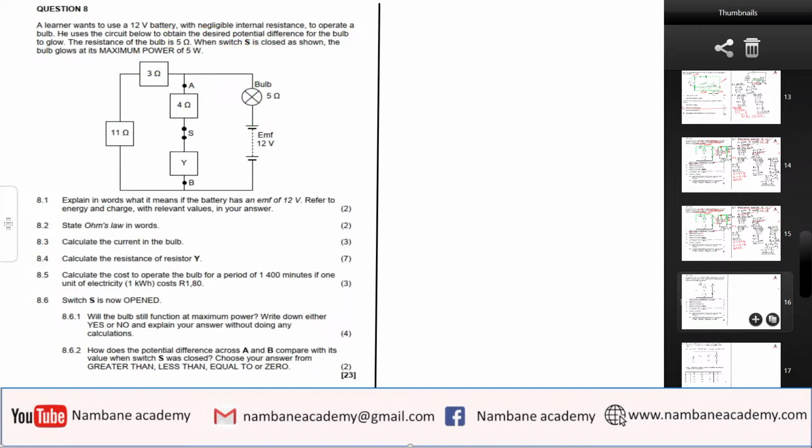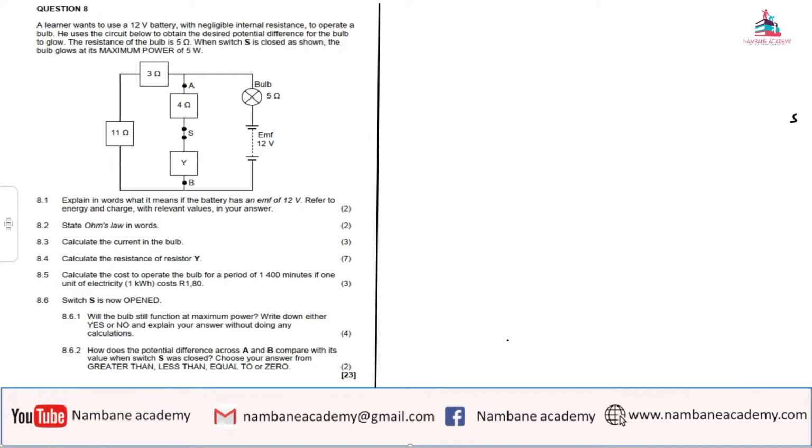So the first part will be at 8.5. The cost is equal to kWh multiplied by the tariff. But now it says kW, so 5 divided by 1000. Where is the 5? The maximum power of the bulb.